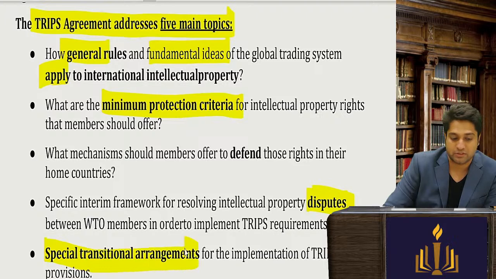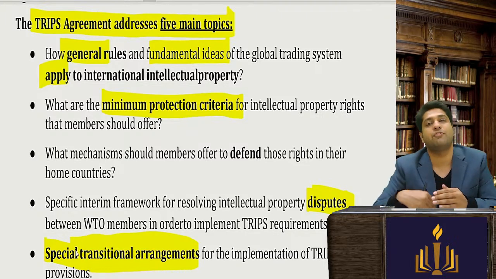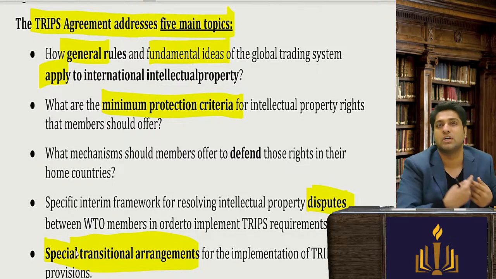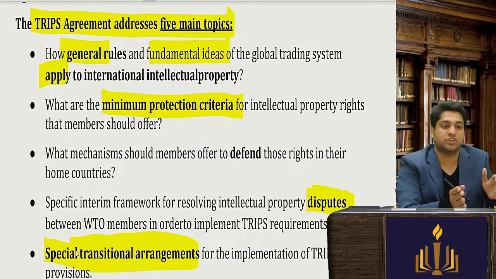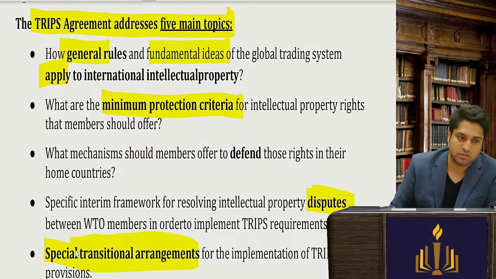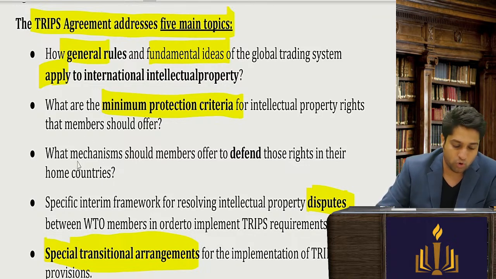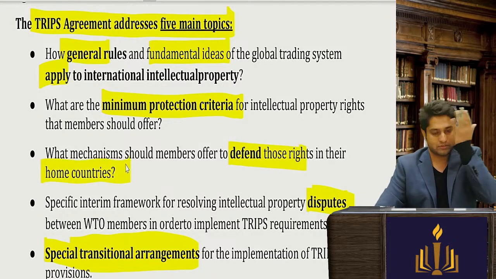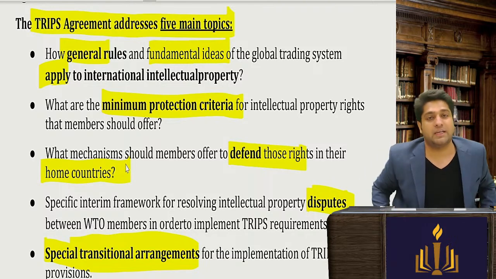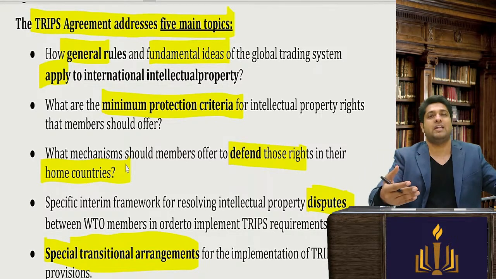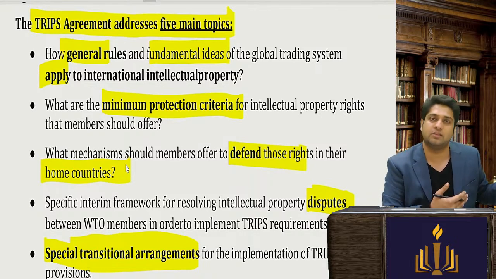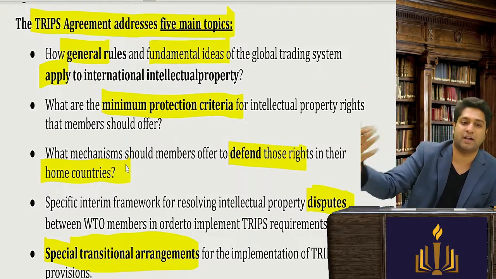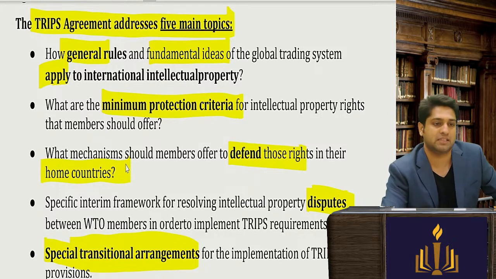And special transitional arrangement. Transitional arrangement means what? If a country wants to slowly transit into the TRIPS agreement rules and regulations, they can do this. So how they can slowly shift to the new laws. And last is mechanism. What mechanism should members offer to defend those rights in their home countries? So again, how can a country, if there is any intellectual violation from their citizens, or if there is one in another country, defend it? So how do you enforce your rights, basically what they are covering.